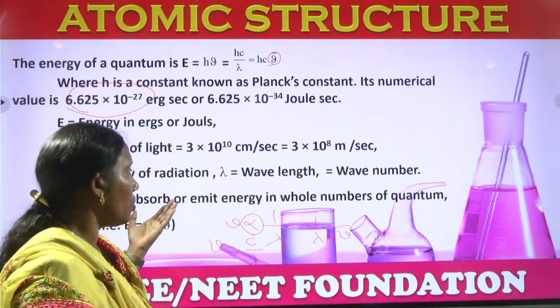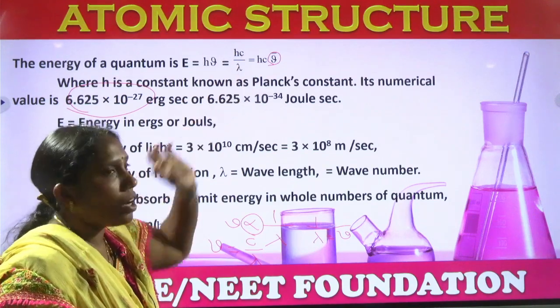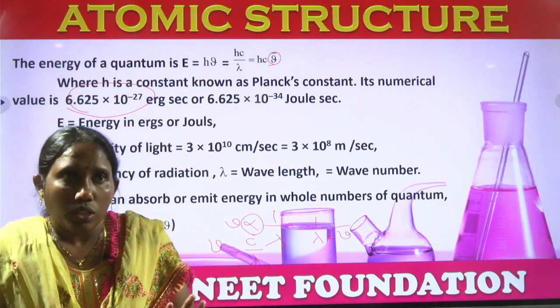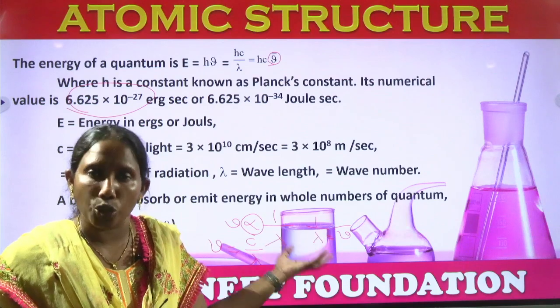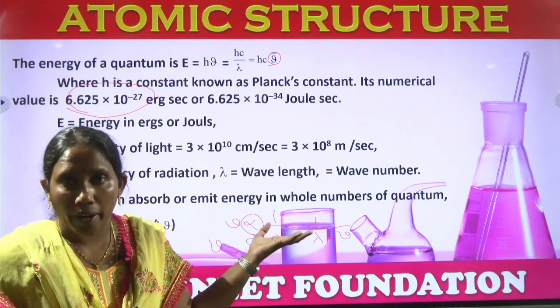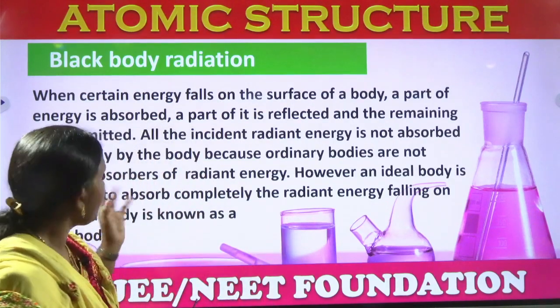Remaining ones already we know. Nu is called frequency, lambda is called wavelength, c is called velocity of light. Okay. This is the Planck's quantum theory. So what is the relation we learn in Planck's quantum theory? E equal to h nu. That nu we can write as hc by lambda, hc nu bar like that. Okay. Let us see the next one.